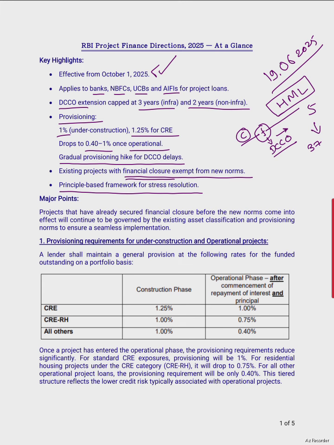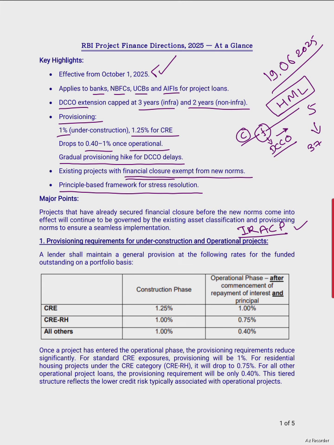Coming to the major points, projects that have already secured financial closure before the new norms come into effect will continue to be governed by the existing asset classification and provisioning norms. These are commonly referred to as IRAC norms, income recognition and asset classification, and provisioning norms, IRACP. You can refer to this on the RBI side. But with effect from 1st of October 2025, with reference to project finance, the new norms will come into effect.